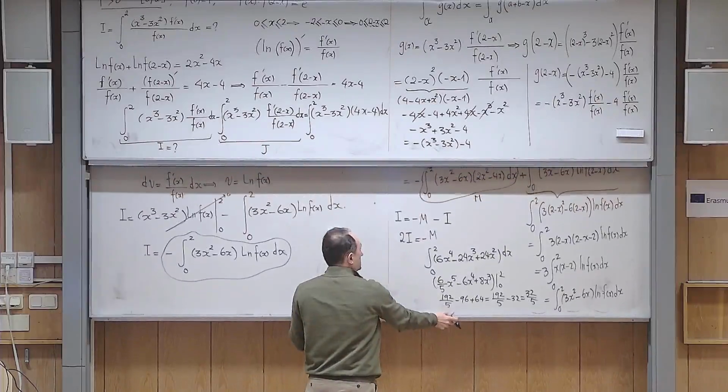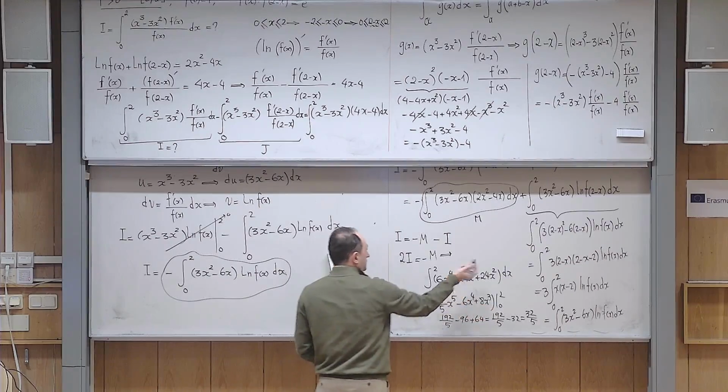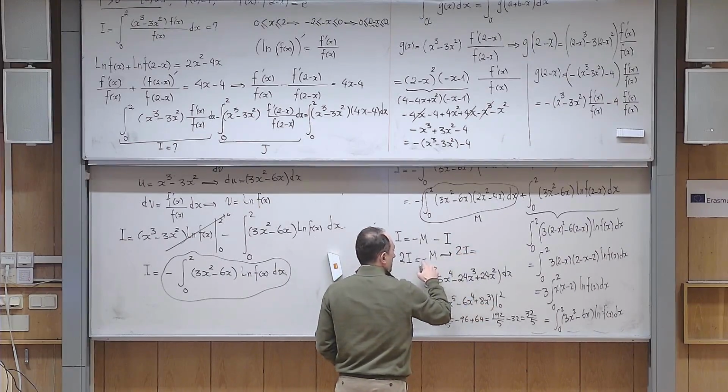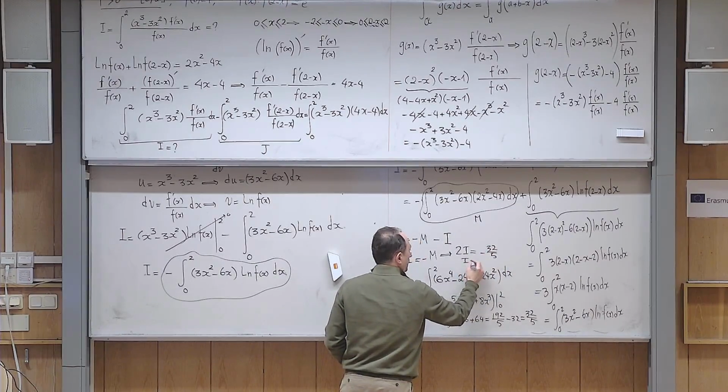Be careful. This is the calculation of m. So from here, minus 32. So that's correct. So minus 32 over 5. So again, I is minus 16 over 5.